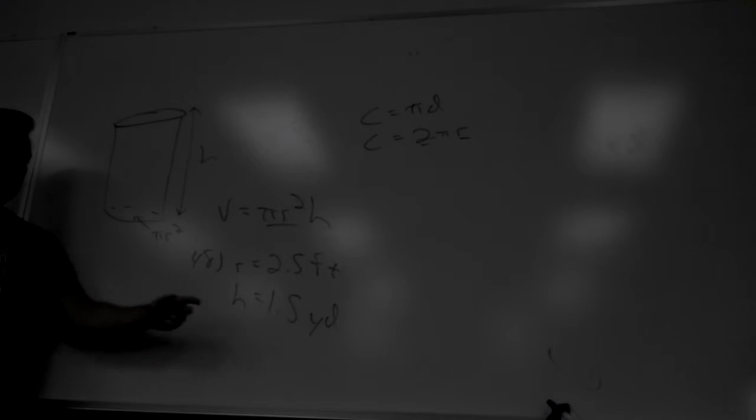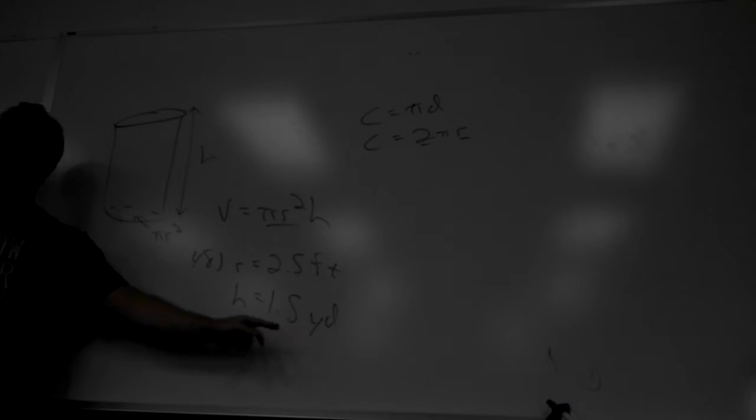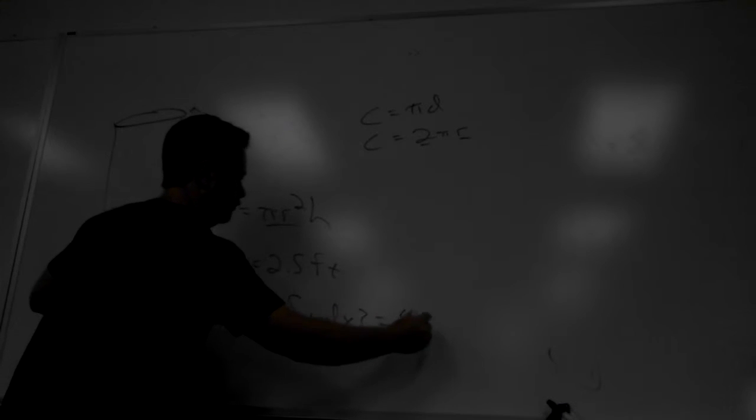How do I turn 1.5 yards into a number of feet? How many feet in a yard? 3. I'm going to assume you know that. You live in America, you've got to use our freaky measurement system, which is actually based on the foot of the King of England, way back when. All right, I'll stop. So 3 feet for every yard. So 1.5 yards is how many feet? Times 3, 4.5 feet.